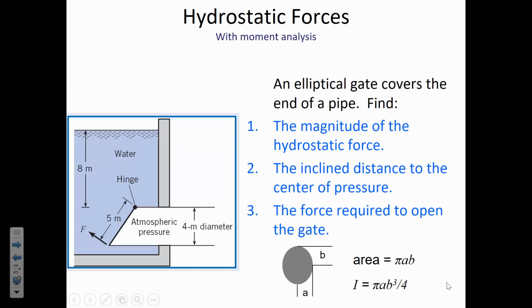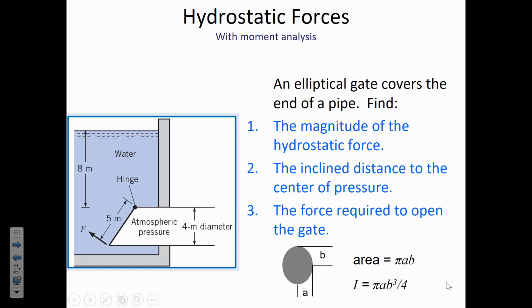So where is the centroid? Okay. The center of that ellipse is 2.5 meters down the edge, because if it's 5 meters from top to bottom, 2.5 is half of that. But what is the vertical distance from the hinge to the centroid?